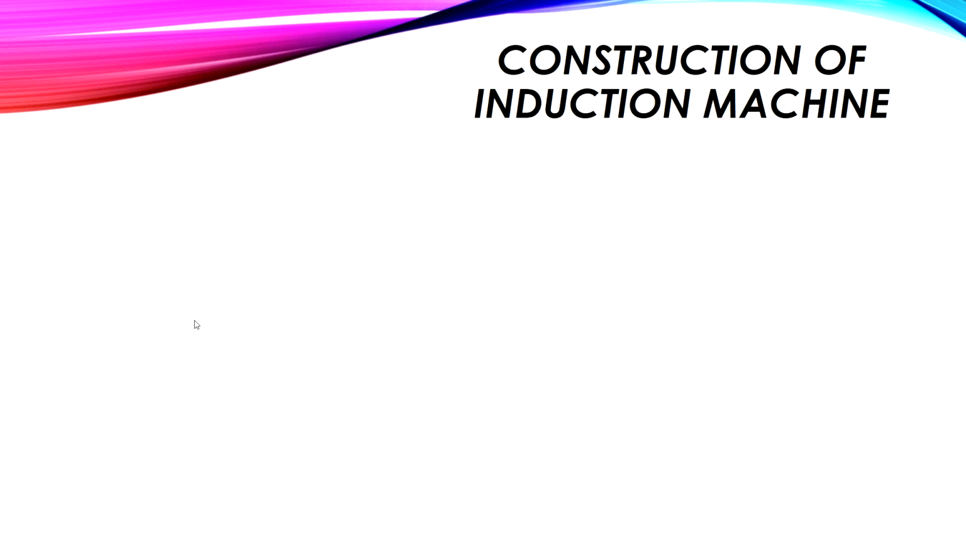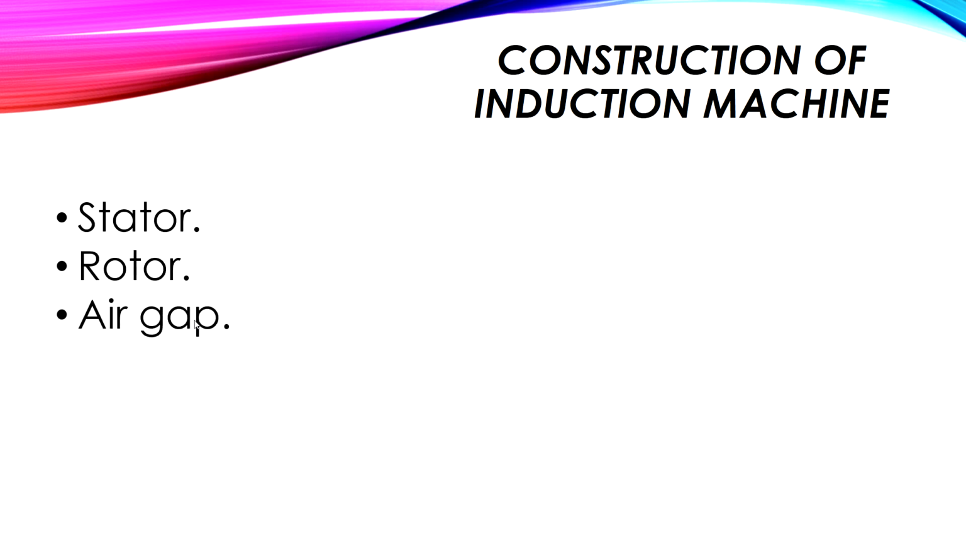So in order to understand the induction machine, we need to understand the construction of induction machines. The induction machines, similar to the previous machines, consist of stator, rotor, and air gap. Three main parts. Same as in DC machines, where we have the field winding and the armature winding, and in the synchronous machines, we have stator, rotor, and air gap, similar to each other. All of them are based on the same principle of electromagnetic induction.